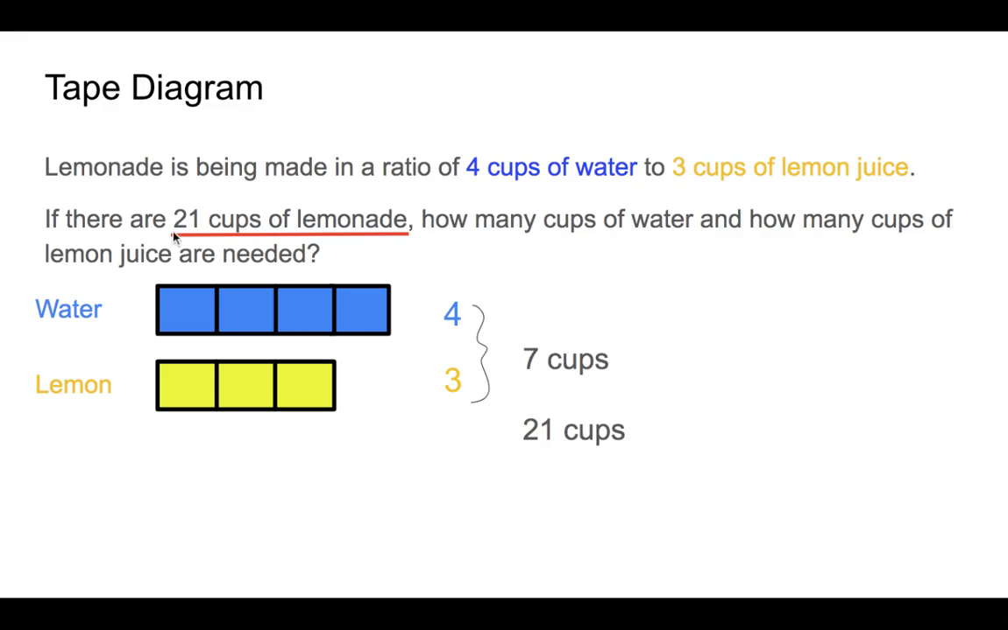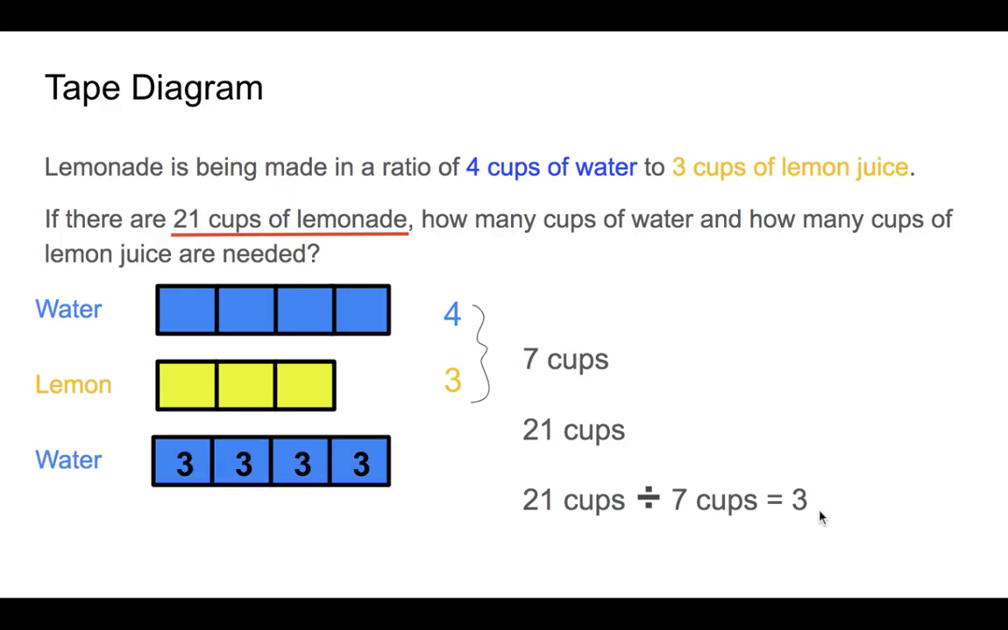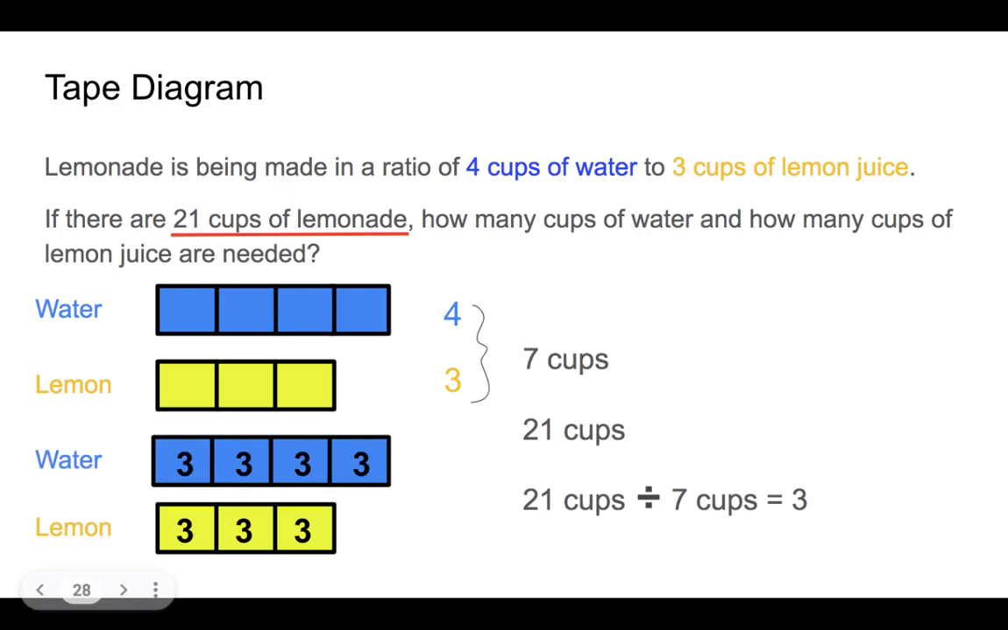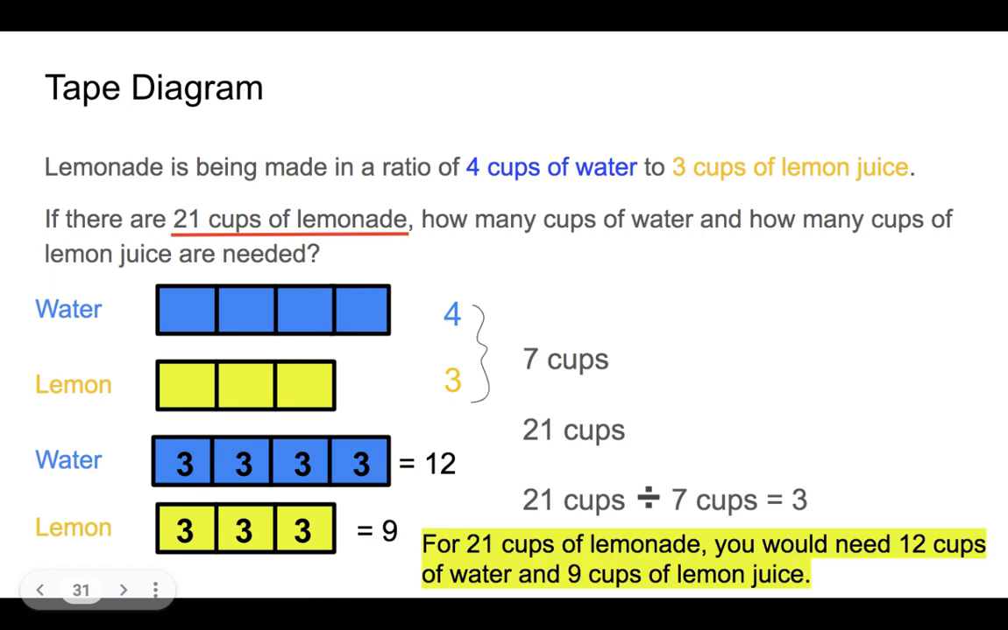If I want the total to be 21 cups of lemonade, I can divide my 21 cups of lemonade by my 7 total cups of water and lemon, and I get 3. Therefore, each one of the squares has to equal 3. So for the water, it's 3 multiplied by 4, which is 12. And for the lemon, it's 3 multiplied by 3, which is 9. So for 21 cups of lemonade, you would need 12 cups of water and 9 cups of lemon juice.